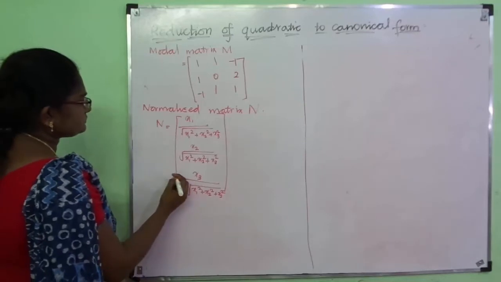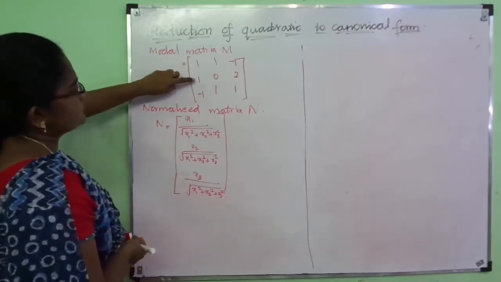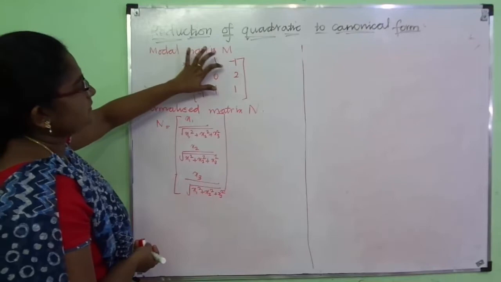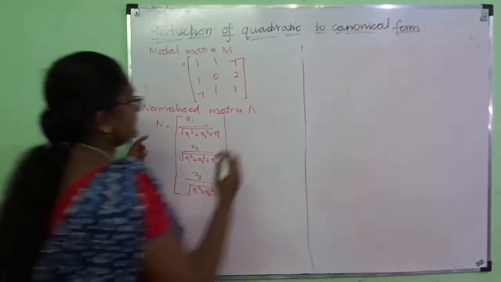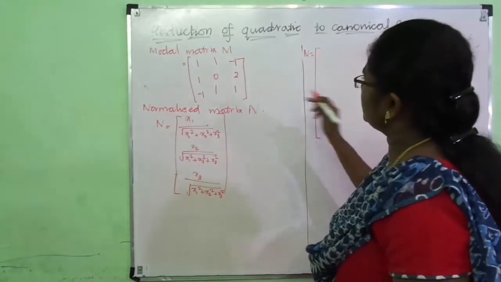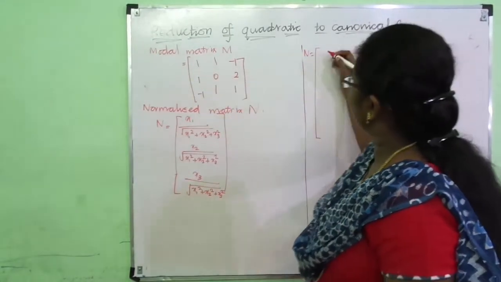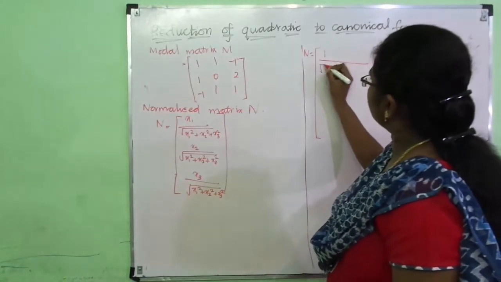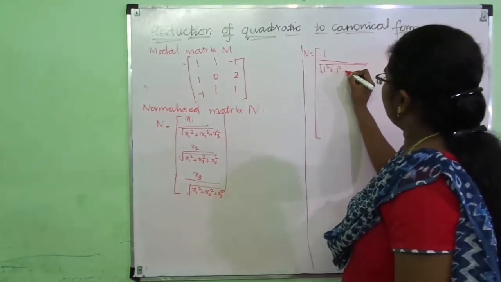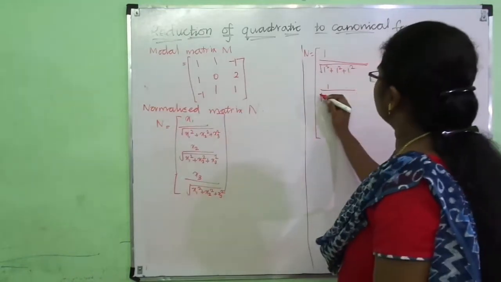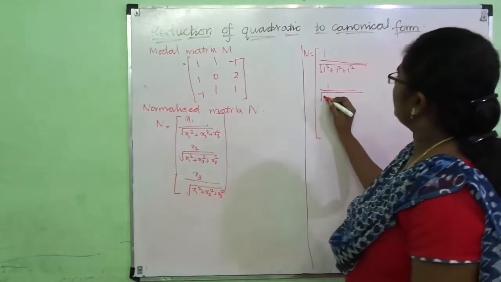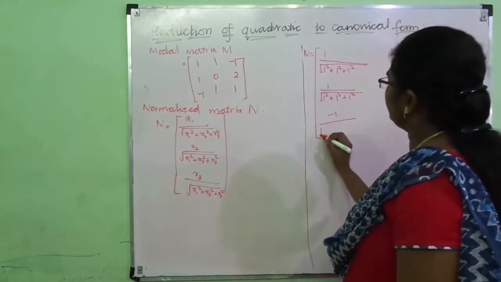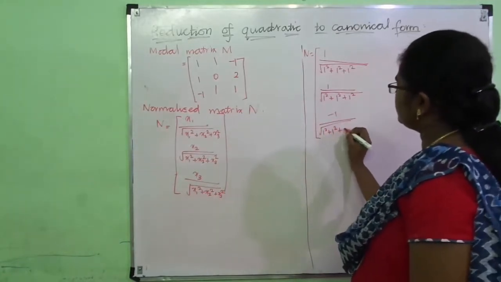We are going to take these values as x1, x2 and x3 in the first column, and find the first normal, and then the second column, and then the third column, and find the normalized matrix N. N is equal to, in the first column, x1 value is 1, 1 divided by root of 1 square plus 1 square plus minus 1 square, it will also be 1 square. Second, the x2 value, x2 is 1, 1 square plus 1 square plus 1 square. And third value, minus 1 divided by 1 square plus 1 square plus 1 square.